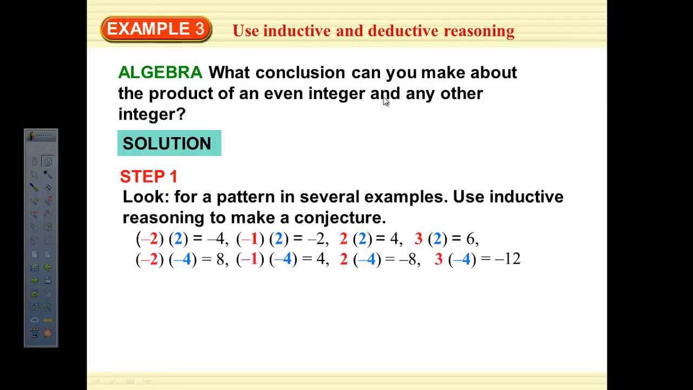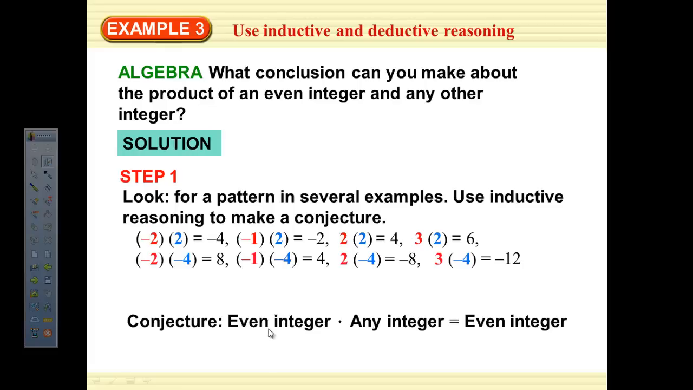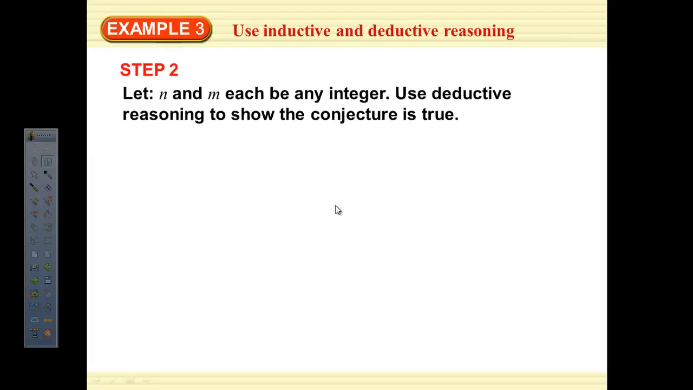So if we have an even integer and any other integer, it looks like no matter what, all of those numbers have in common is they're all even integers. So our conclusion, or our conjecture, would be: an even integer times any integer gives us an even integer. Now we want to look at it in terms of deductive reasoning, which is a way to prove that it's true all the time, rather than just looking at a pattern.